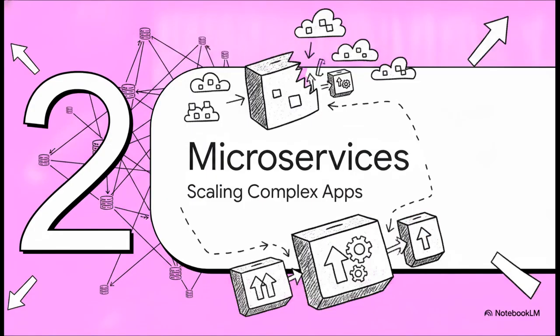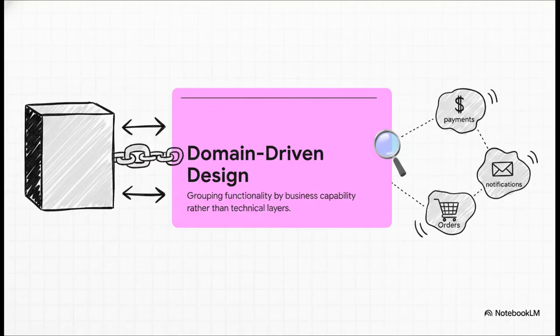Moving right along to Section 2, breaking down microservices, scaling complex applications. Okay, so once your monolith is all nicely containerized, it usually becomes a huge bottleneck anyway. To break it apart safely, we lean on something called domain-driven design, or DDD for short. Instead of slicing your code by technical layers, like your UI, your logic, and your data, you group functionality by actual business capabilities, think payments, orders, or notifications. Doing it this way creates these really natural, independent boundaries that can actually scale based on real-world demand.